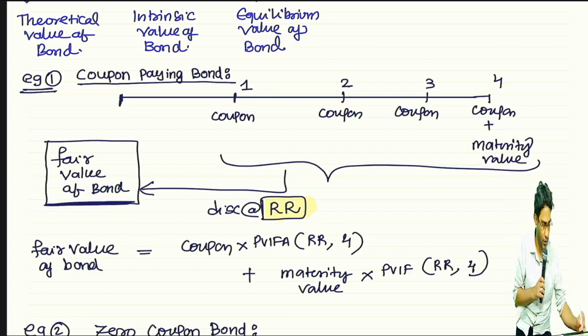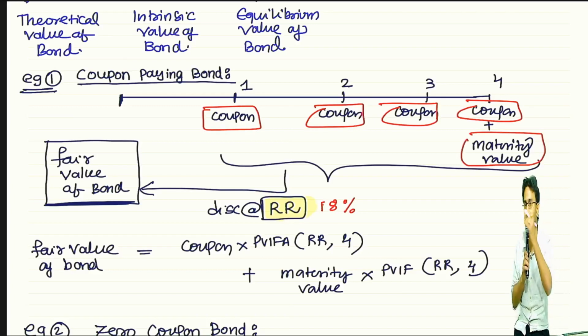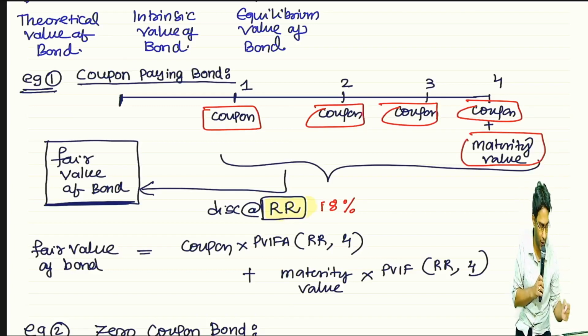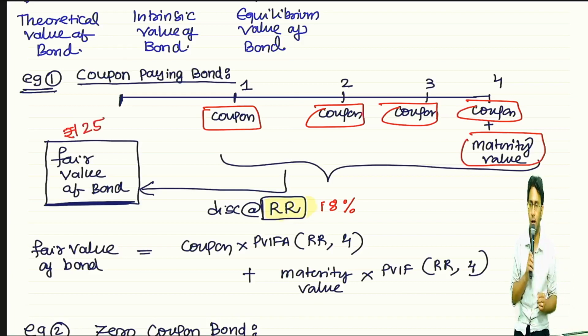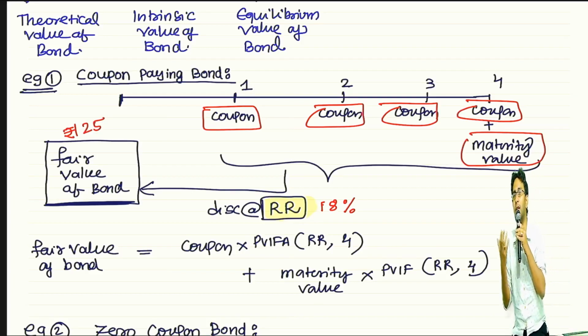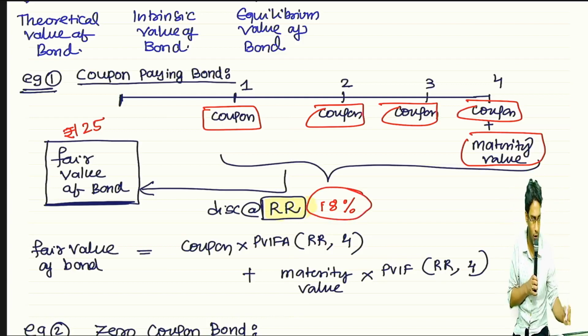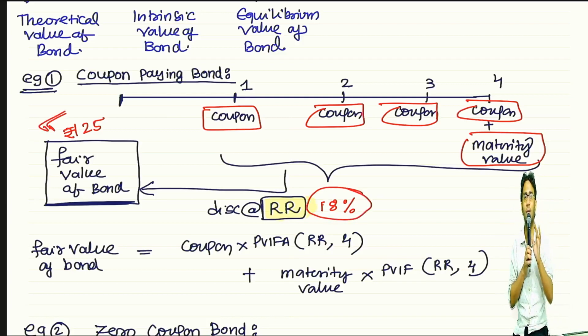Suppose, sir, you used a required return of, let us say, 18%. Coupons are the interest amount, sir. All this interest and maturity value, you discounted. After discounting, let us say the present value you got is 125. For this present value, I am giving a name. Which name? Fair value of the bond. Sir, what is the interpretation of fair value? The interpretation of fair value is, if I want to earn a return of 18%, today I should buy the bond at rupees 125. That is the meaning of fair value. This is exactly similar to yesterday's discussion.